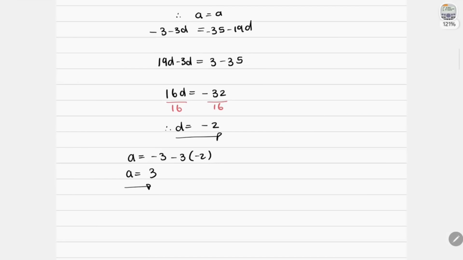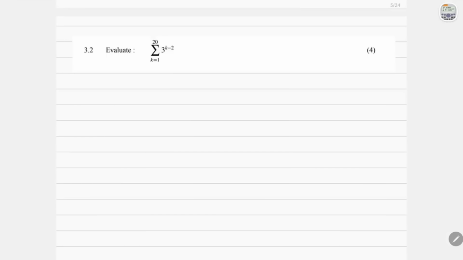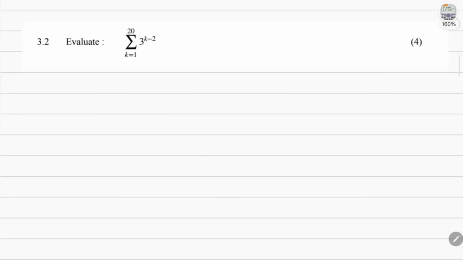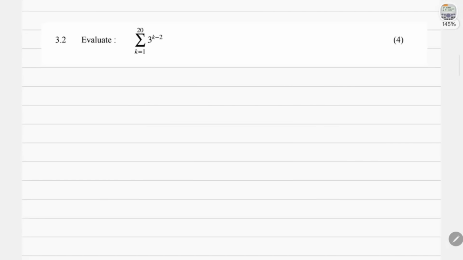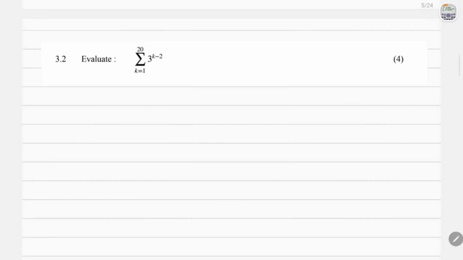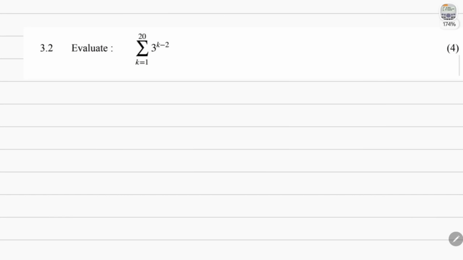Moving on to the next question. Question 3.2, they tell us to evaluate the sum. So they express it in sigma notation. Sigma just means sum. So just add the sequence starting at k equals 1 and going up to k equals 20 with this formula, or this general form.